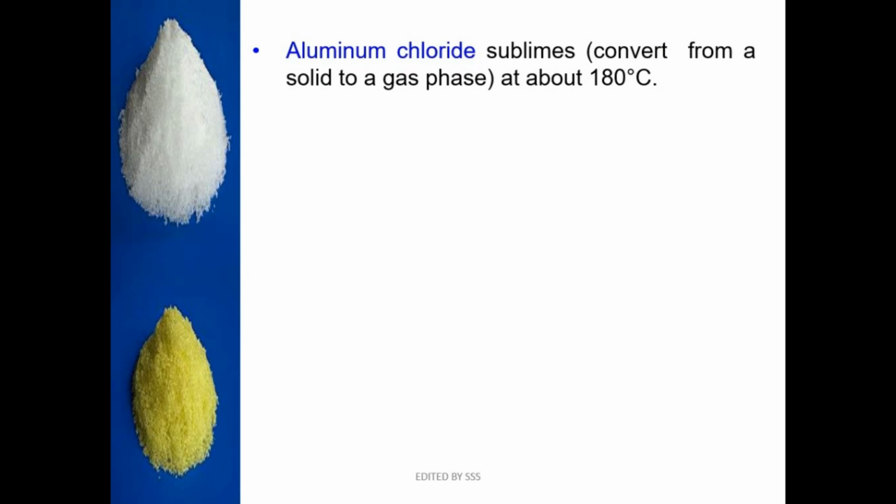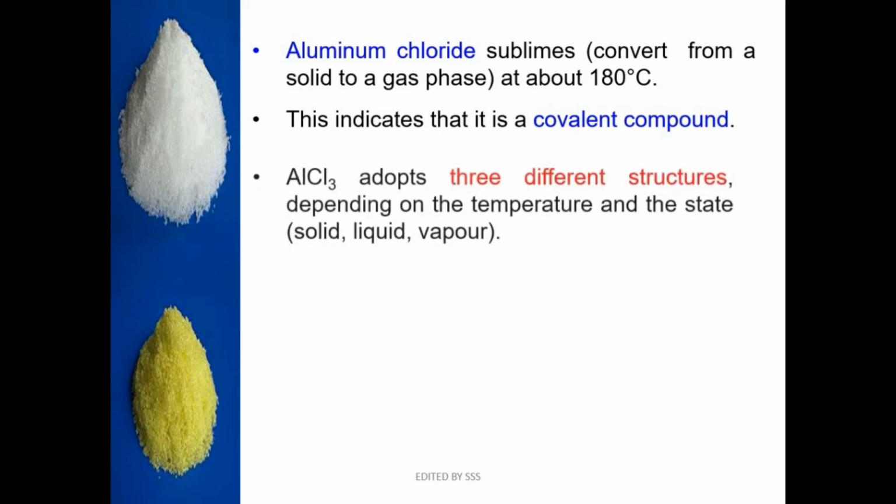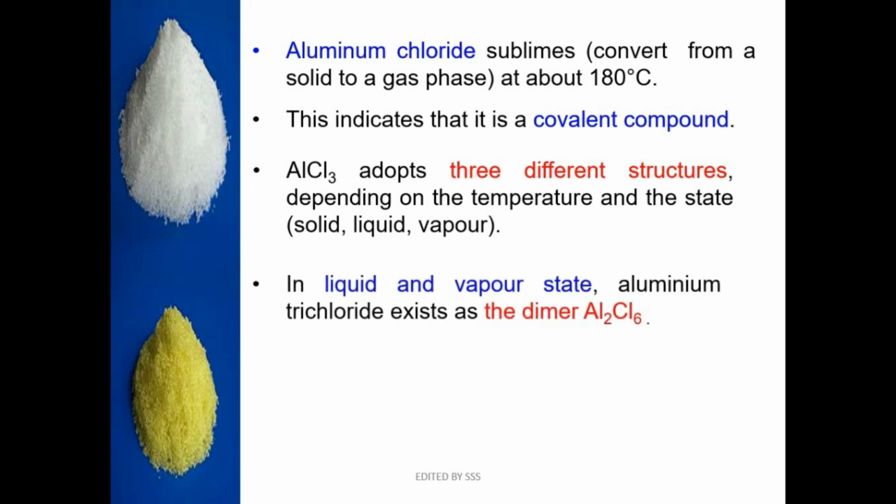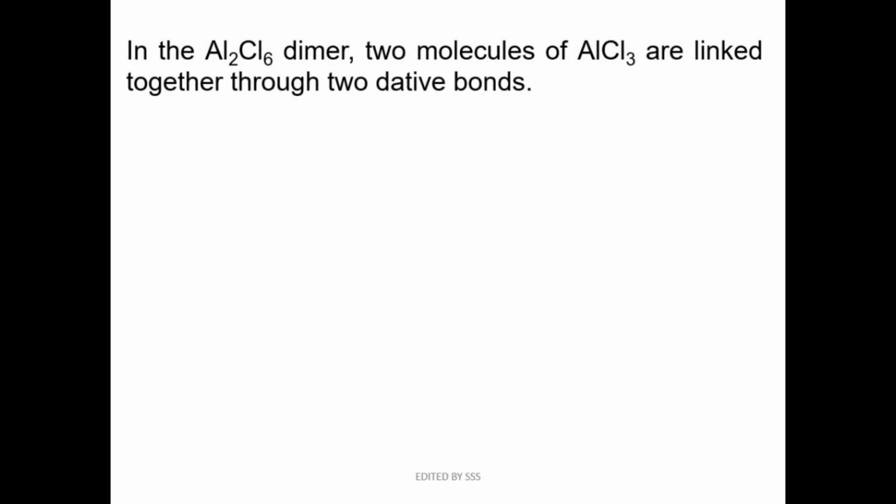Aluminum chloride sublimes at about 180 degrees Celsius. This indicates that it is a covalent compound. Aluminum trichloride adopts three different structures depending on the temperature and the state: solid, liquid, and vapor. In liquid and vapor state, aluminum trichloride acts as the dimer Al2Cl6. Two molecules of AlCl3 join together. In the Al2Cl6 dimer, two molecules of AlCl3 are linked together through two dative bonds.